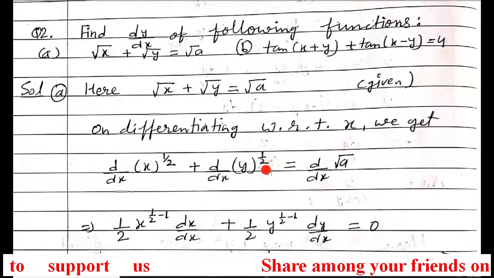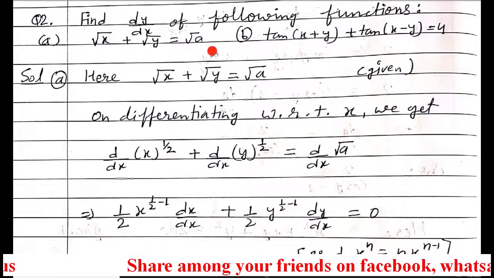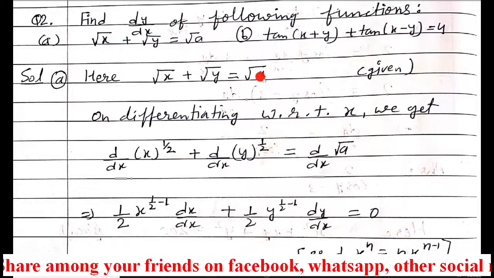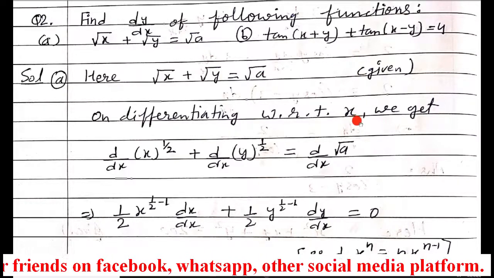Now we will move to the second part. Second question of the same exercise. In the second question there are two parts. We'll start with the A part. For the A part, this equation is available to us. Again we'll differentiate it with respect to x.